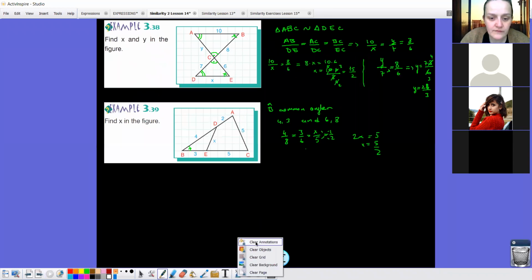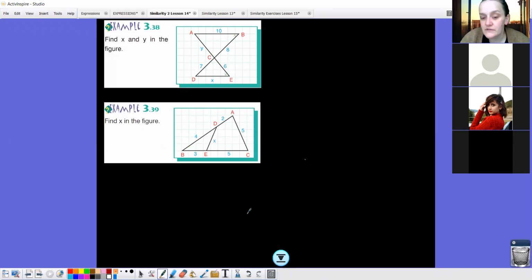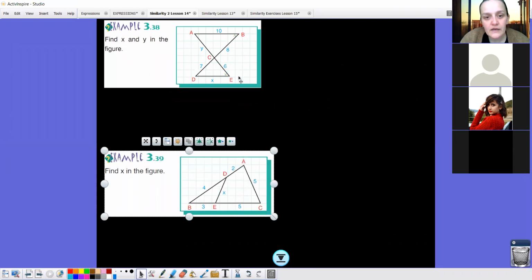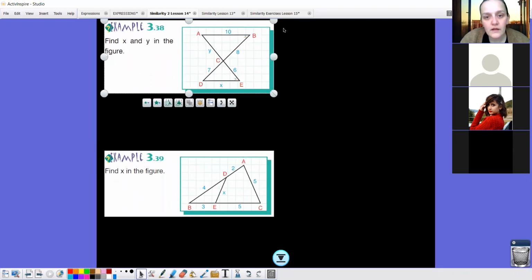Now here we have different examples, and it says find x, y in the first one, in the second one only x. So here you don't have to use only SSS. You will find which theorem you need to use to show that they are similar and to find the unknowns. Okay, I'm giving you time to think about it, while I'm taking the attendance.